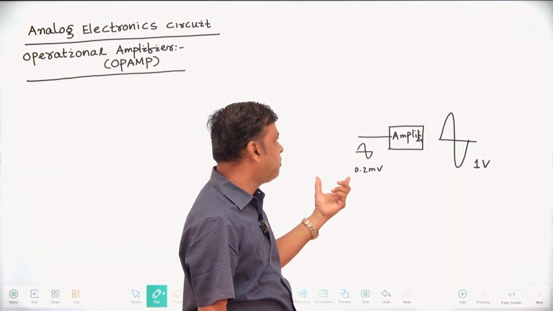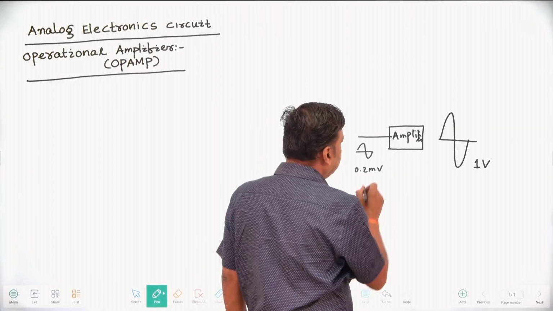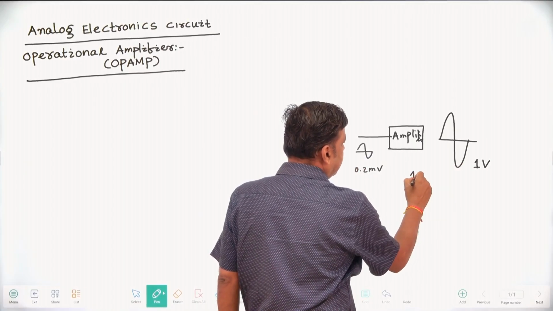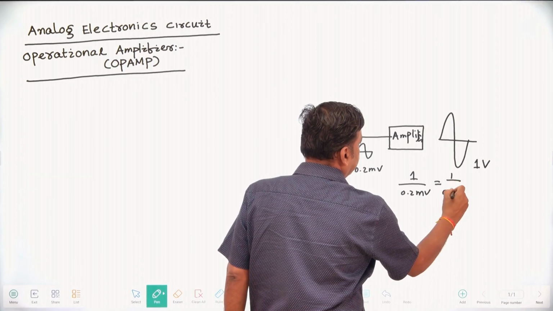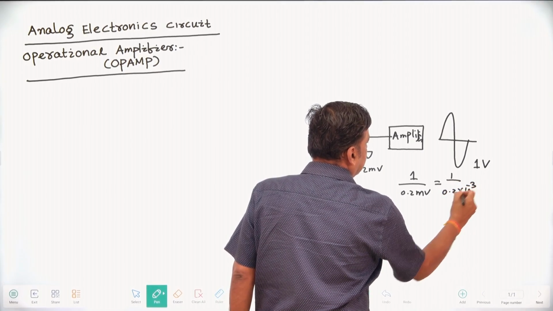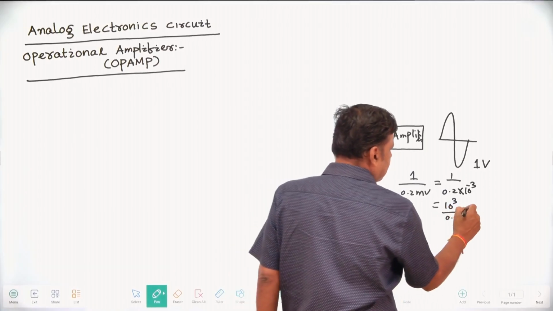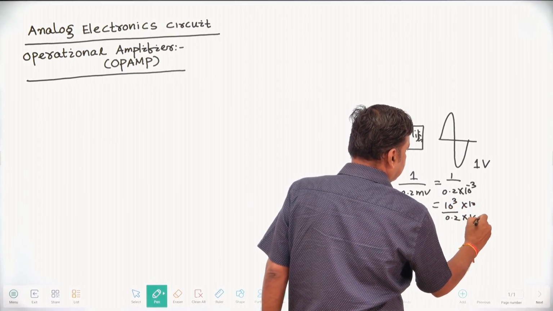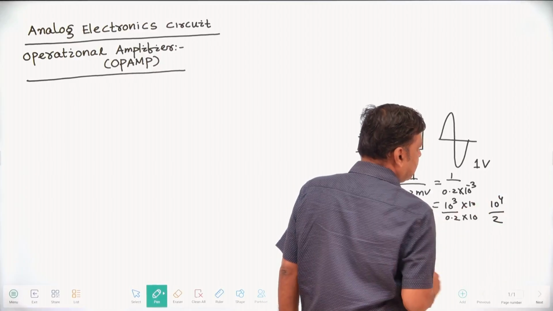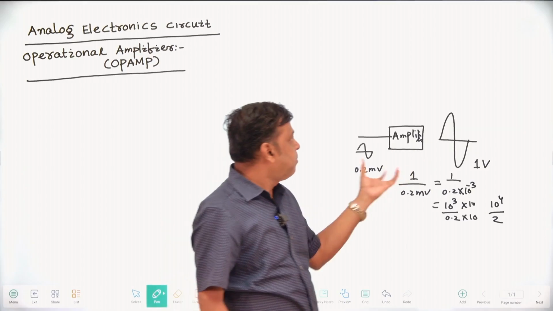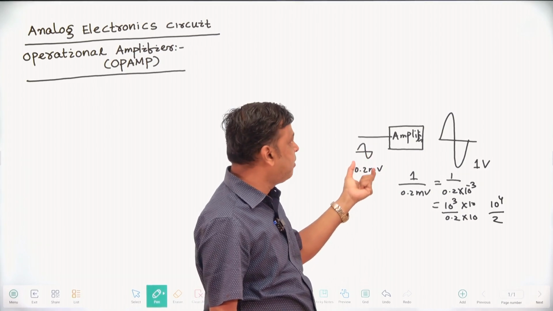So the amplification factor is output by input. Suppose the output is 1 volt and input is 0.2 millivolt, that is 1 by 0.2 into 10 to the power minus 3. It is around 10 to the power 3 by 0.2. If it is multiplied by 10, that is 10 to the power 4 by 2, so it is around 5000. So output is 5000 times the input signal, and that we call the amplification of the input signal.